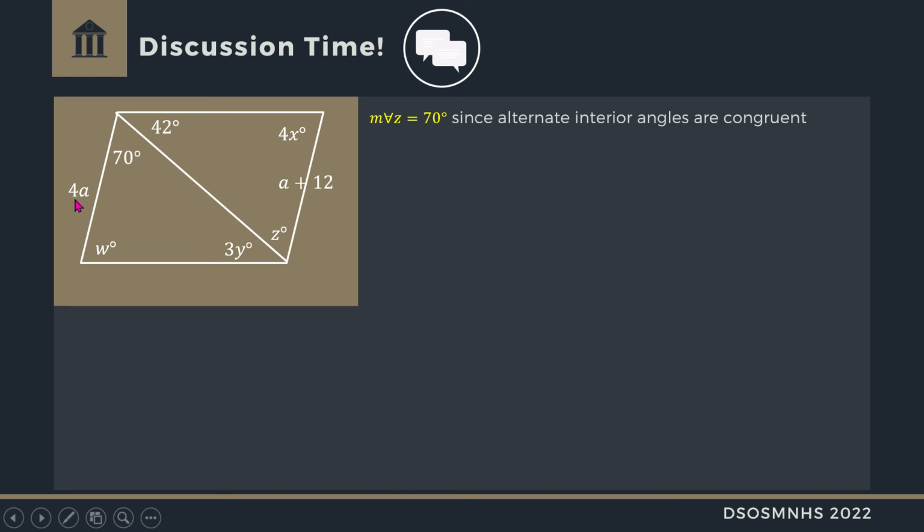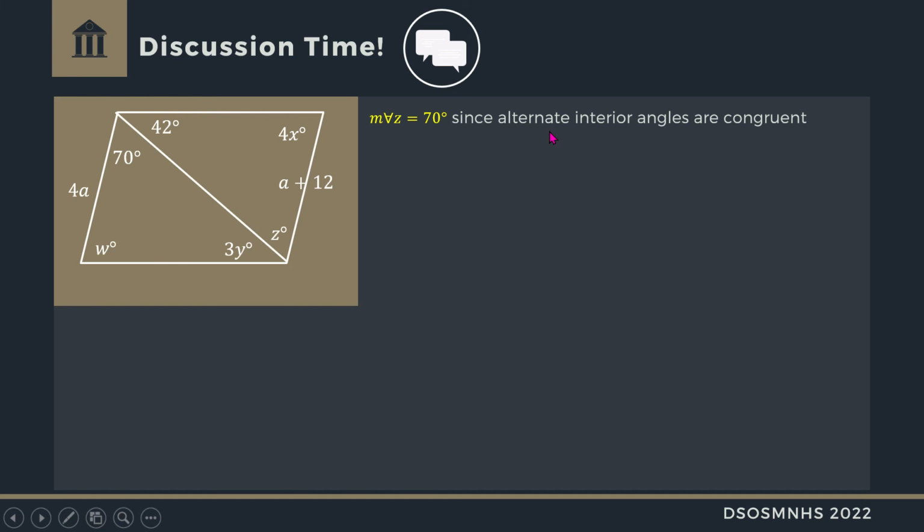Pwede rin pag mag-una ka sa A, mag-answer, then X, then Y, then W, or any. Depende, as long as you're comfortable in answering. So, in my solution, I solve first for the measure of angle Z. The measure of angle Z is 70 degrees. Ang solution, ang final answer, pero ang solution, di sa siya pag-derive.